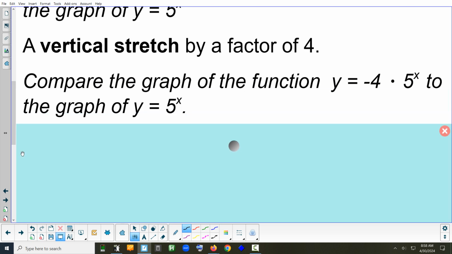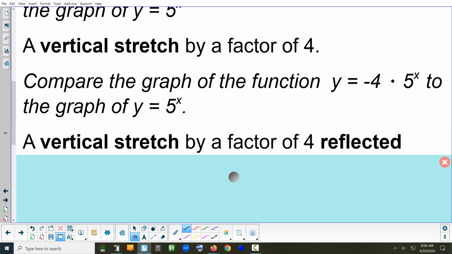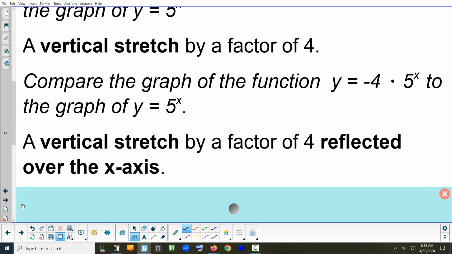All right. How about instead of just having the 4 in the front, you have a negative 4 in front? Vertical stretch by the factor of 4 and reflect over the x-axis. Yes. Vertical stretch by factor of 4 reflected over the x-axis. Yep.